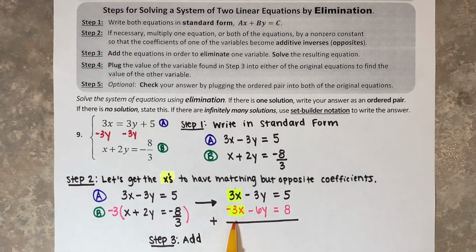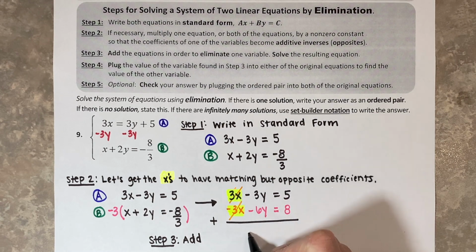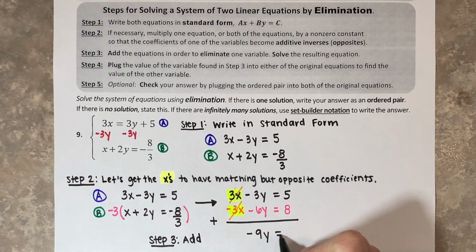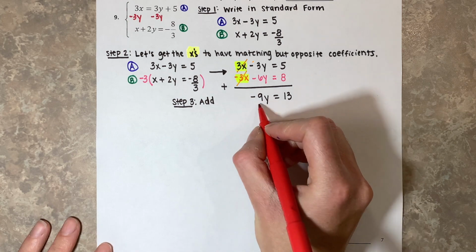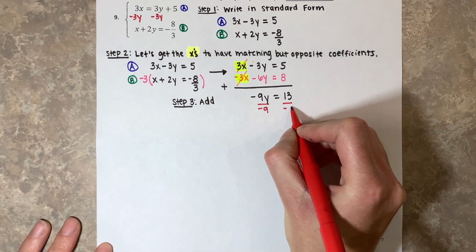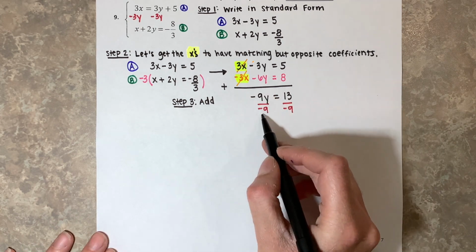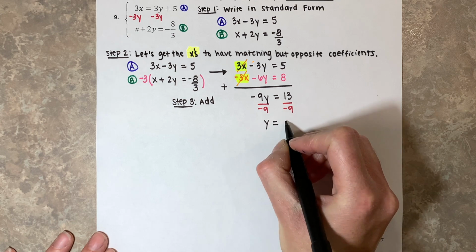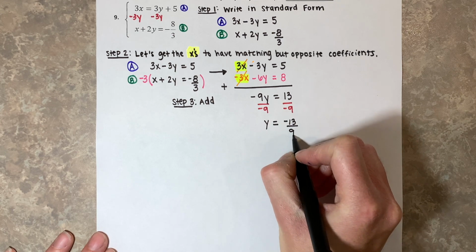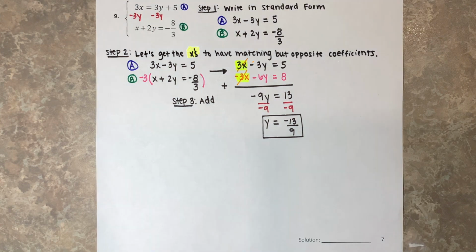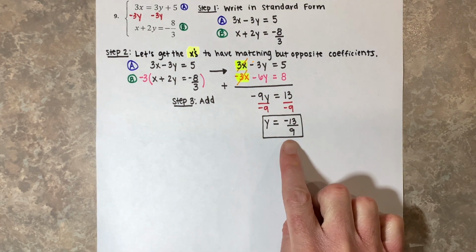Since our x's have matching but opposite coefficients, 3x plus -3x cancels out. Then, if we take -3y plus -6y, that will give us a -9y, and 5 plus 8 will give us 13. Now, we've almost found y. So let's go ahead and divide both sides by -9, and then we'll have our y. These -9's will cancel, and we'll be left with y is equal to -13/9.